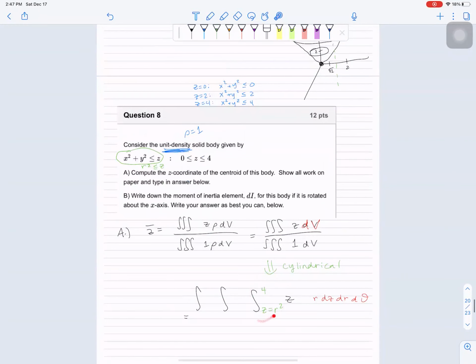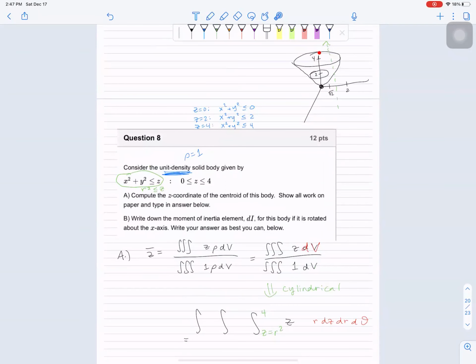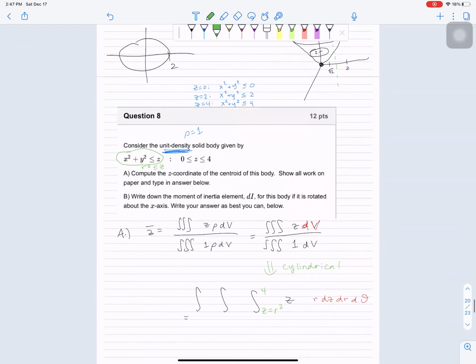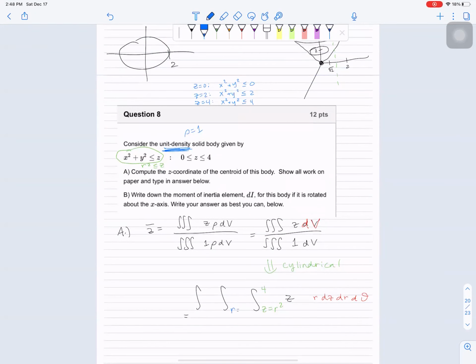Now that I have my z bounds, I can imagine collapsing the z-axis. When I collapse the z-axis, what do I get? I get a circle of radius 2. I get that top circle once I collapse it down, right? And what are the bounds for those? Well, r goes from what to what? It starts at 0. What is the radius of this circle? It's 2. So it goes to 2. What about theta? Well, I have my entire circle, no limitations. So theta is 0 to 2 pi.